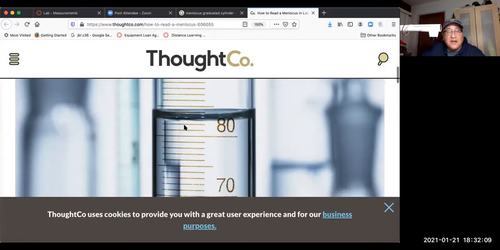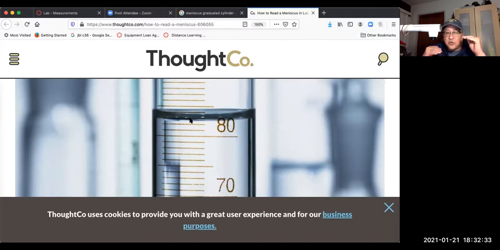Okay, we've got enough responses. Now, you can see my cursor here. So this right here is 80. This is 81. This is 82. And it's tough to see, but this is where 83 is. I'm going to leave my cursor at 83. And we can see that the meniscus actually drops below 83.